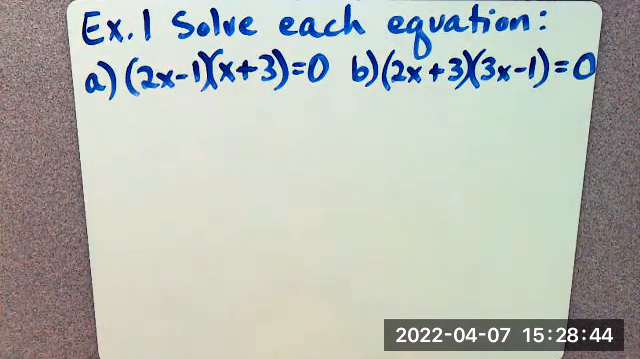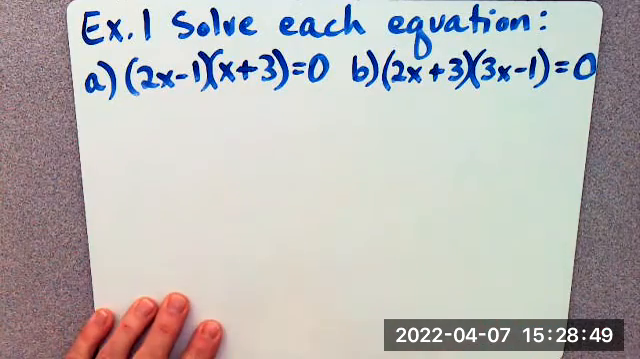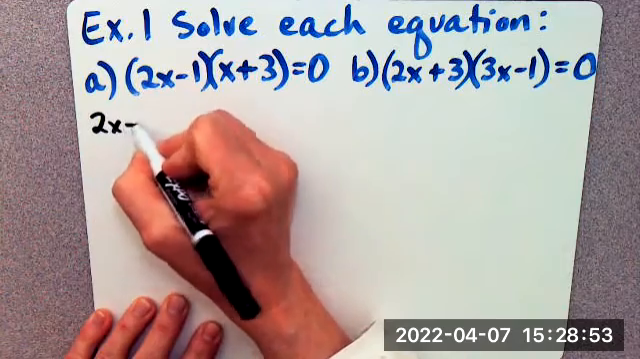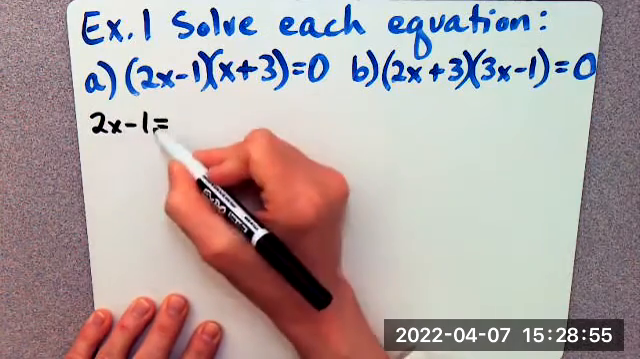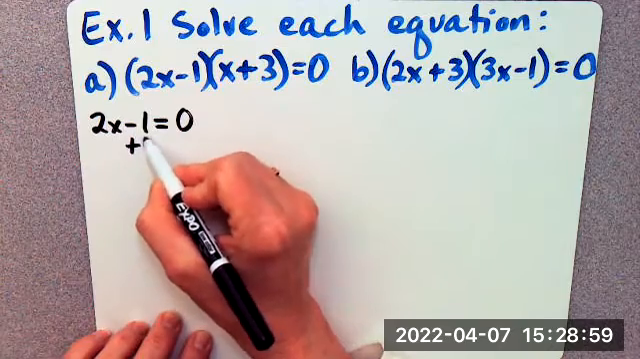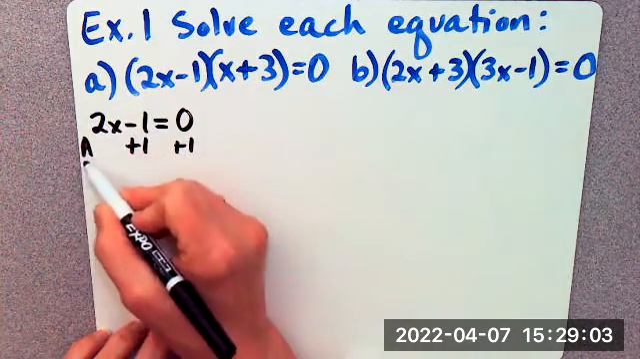So let's solve each equation. One of these has to equal 0 or both of them. So let's set one of them to 0 and figure out what that value of x should be. We're going to use an additive inverse here, I'll abbreviate that with an A.